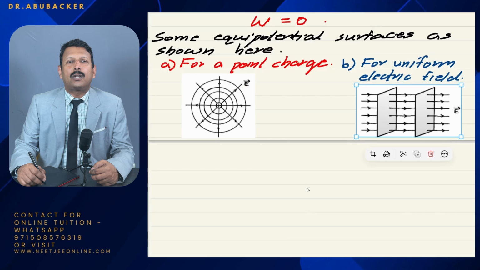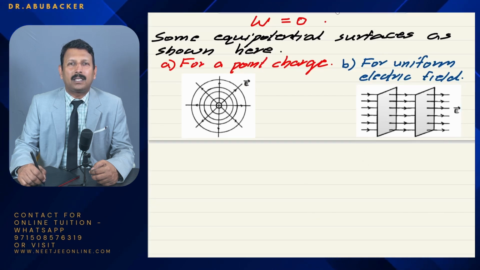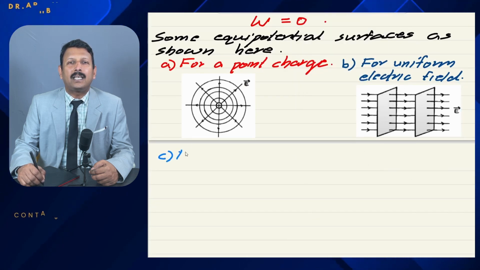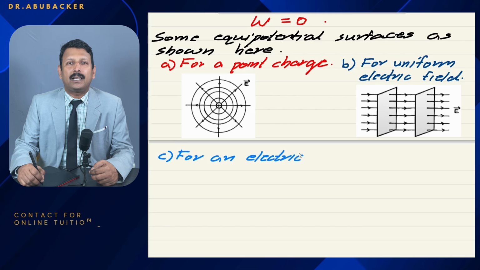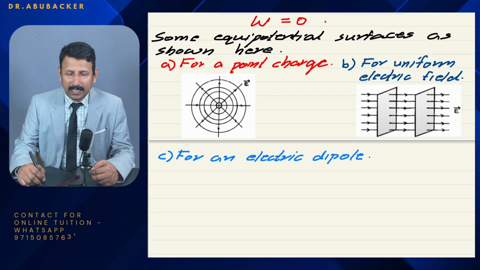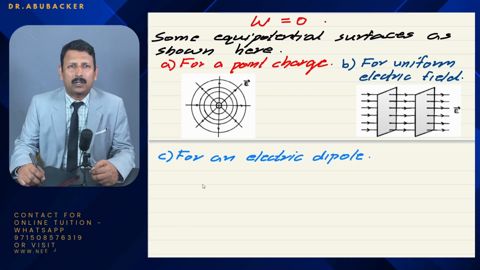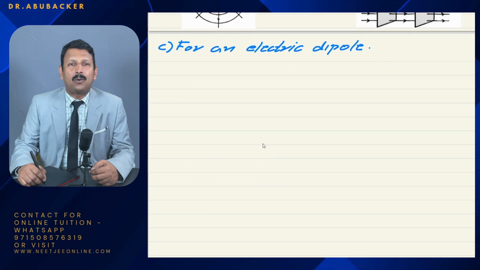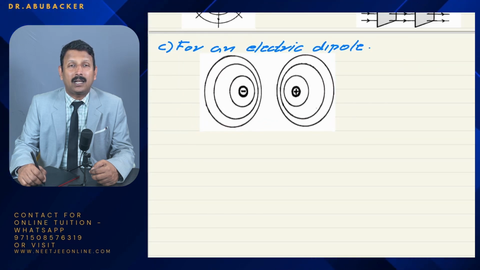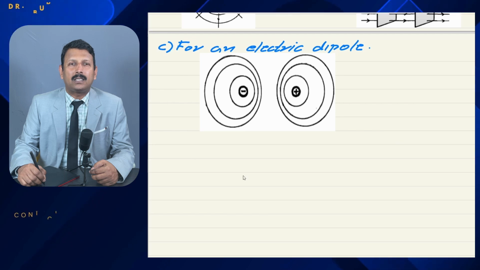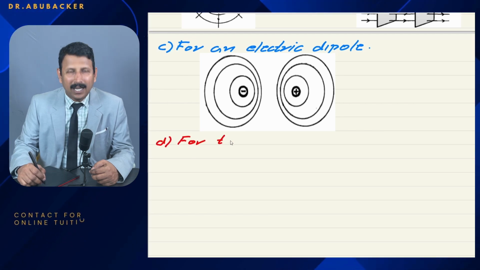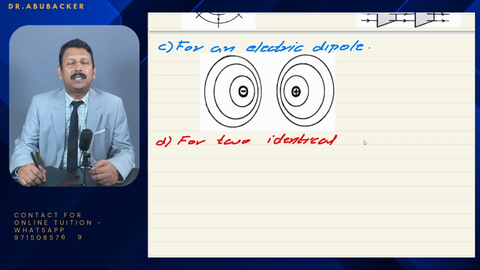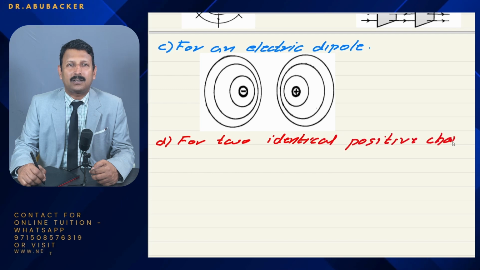Second, for a uniform electric field, how to present the equipotential surface: you can see here, this is the way you can represent it, the right side image. And the third one, all are 1 mark questions. For an electric dipole, you know the dipole is the combination of 2 equal and unlike charges separated by a small distance. For an electric dipole, this will be the diagram for equipotential surfaces.